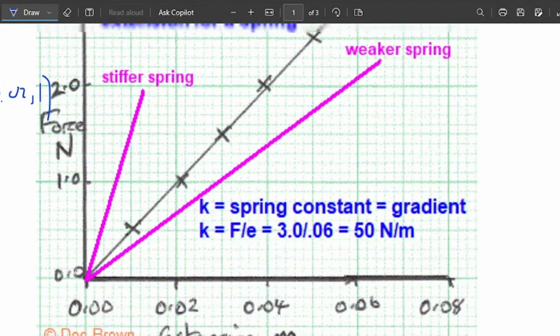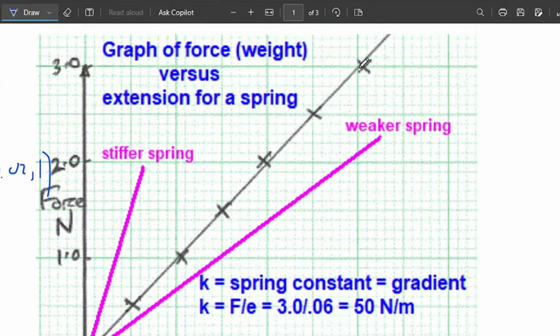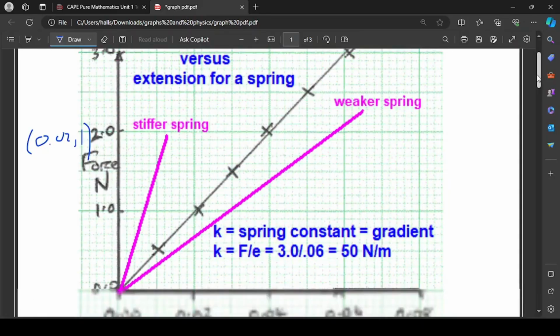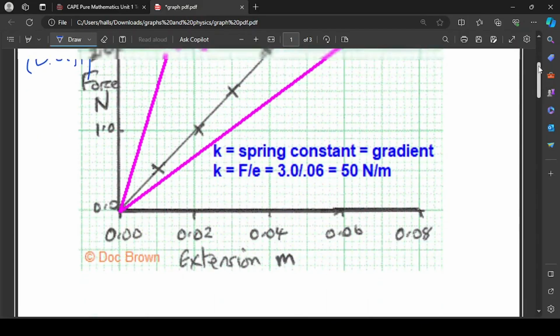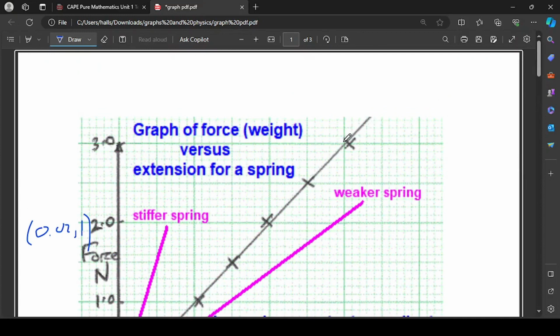Next, choose the next coordinate. I'll go higher up, and I'll take this point right here. What are the coordinates for that? That is 0.06 for the x value and 3 for the y value. So you have (0.02, 1) and (0.06, 3). Write them down somewhere.